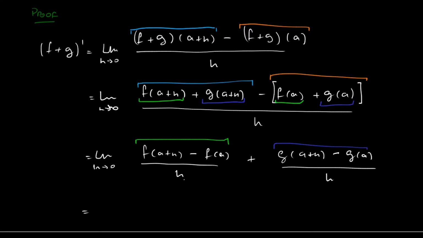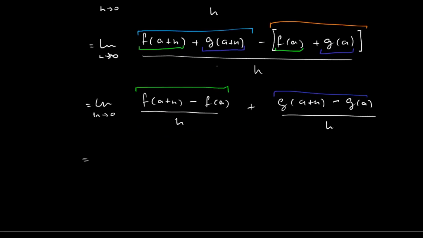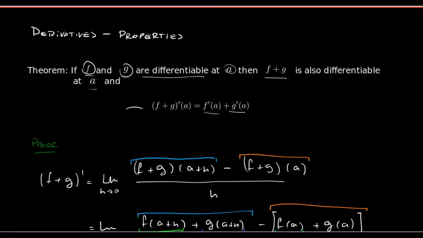And now, using that the limit of the sum is the sum of the limits, and that both f and g are differentiable, then each of these limits will exist. And what they'll do is they'll give us the derivative of f in a plus the derivative of g in a. And that is exactly what we wanted to prove, that the derivative of the sum is the sum of the derivatives.